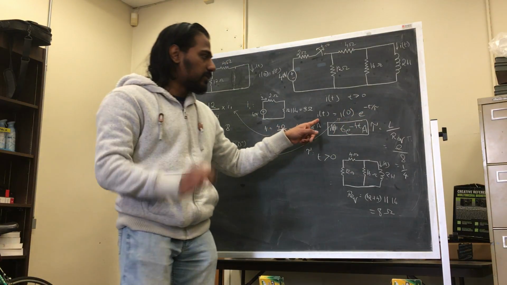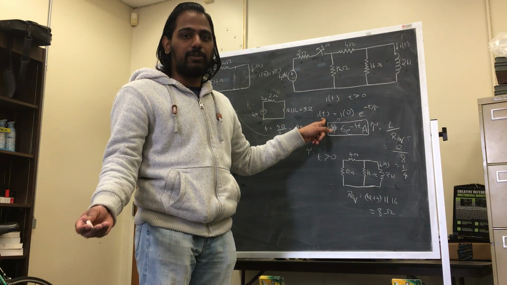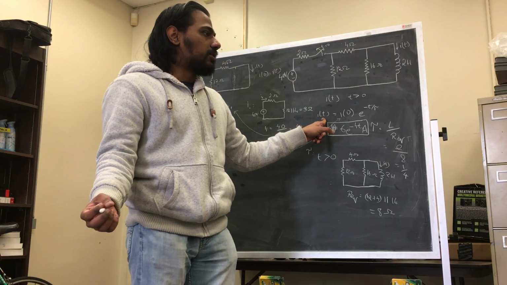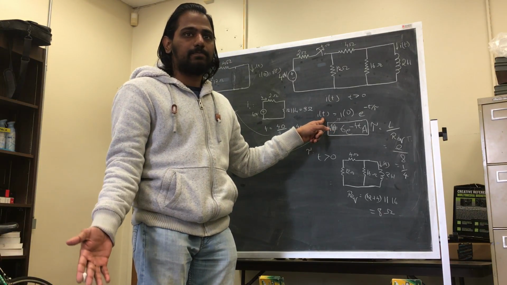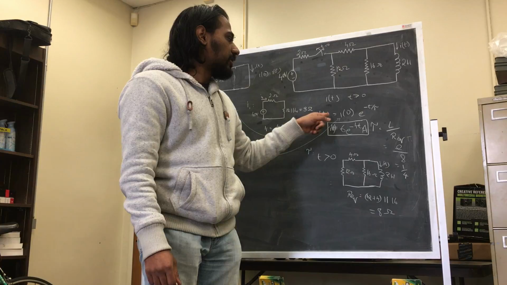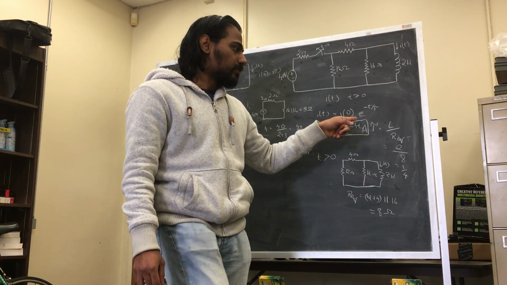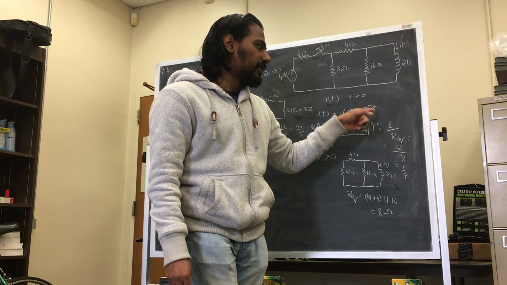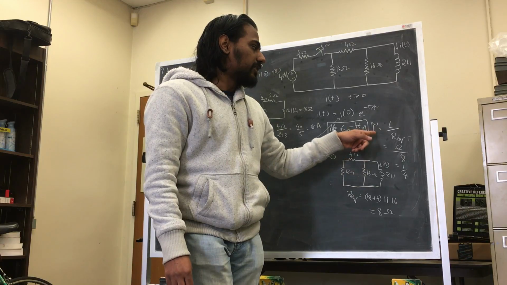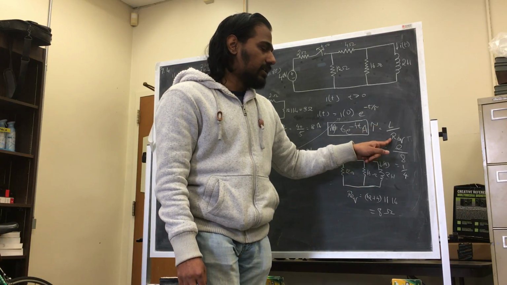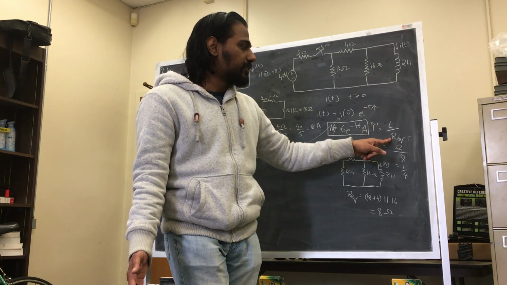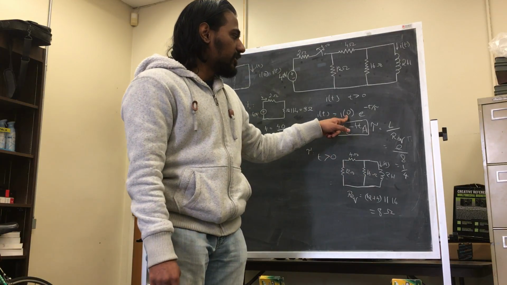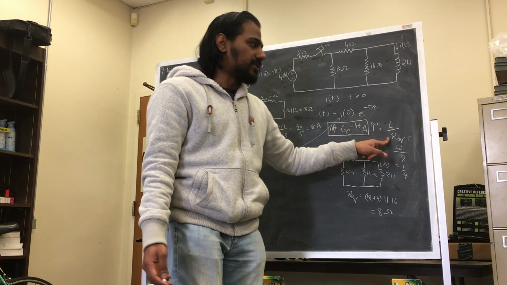So first, we know the equation for first order current. i(t) would be the initial current, i(0), times e to the minus t by tau, where tau is the inductance divided by the equivalent resistance of the circuit. You have to find the initial current and the equivalent resistance.